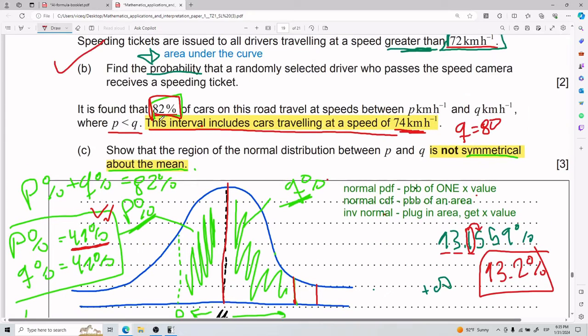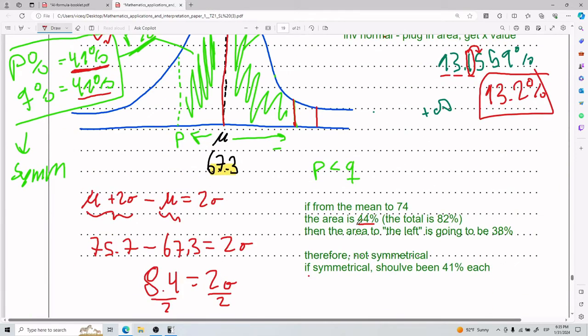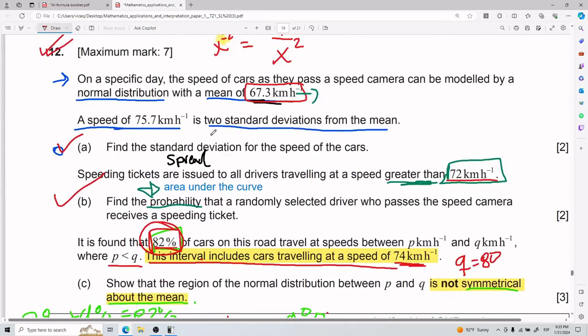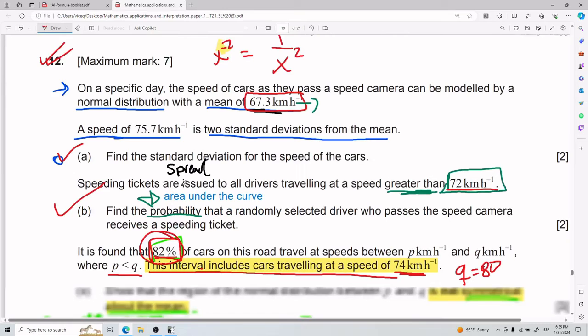So basically, think about the areas. See, if it's symmetrical, they both have to be half of 82, in this case 41. And so the moment we went over 41 by reaching 44 is the moment we said, that's not symmetrical. That is a way to show it. That is for number 12.